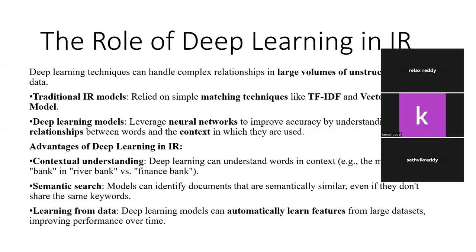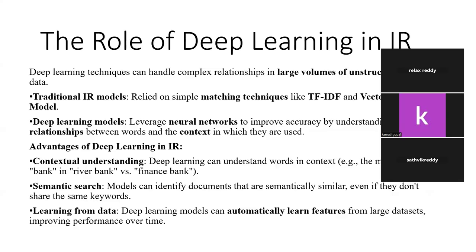Through techniques such as word embeddings, for example, Word2Vec and GloVe, compared to conventional models, deep learning can process words in relation to the surrounding context, allowing for a much richer understanding of language.